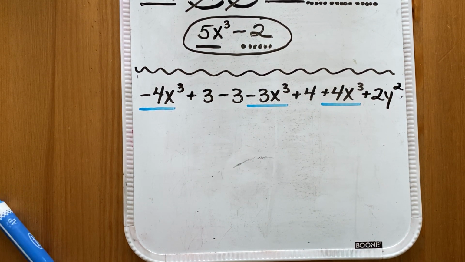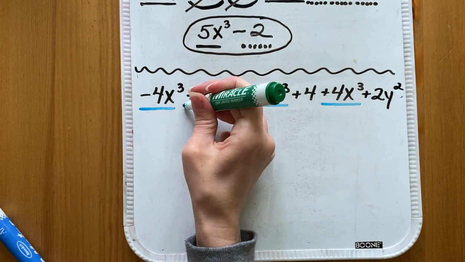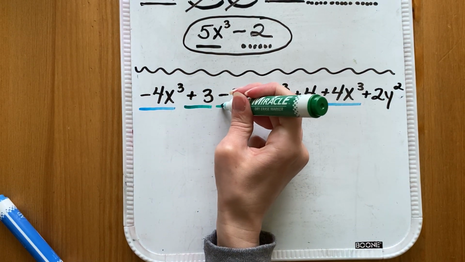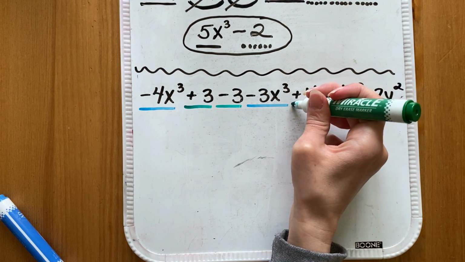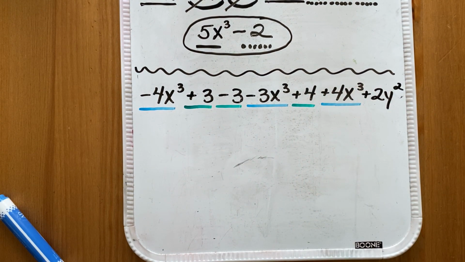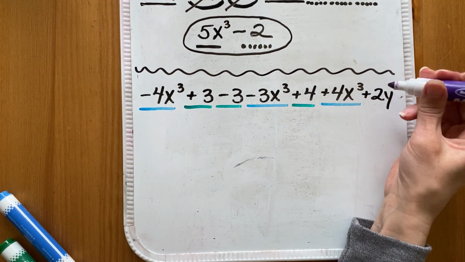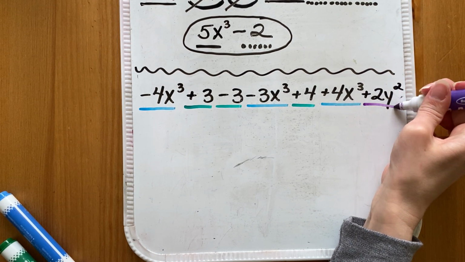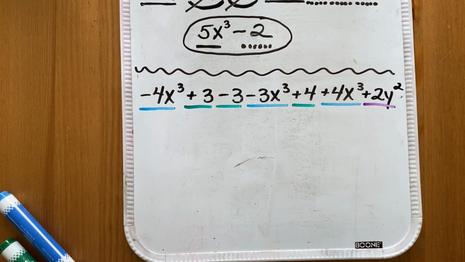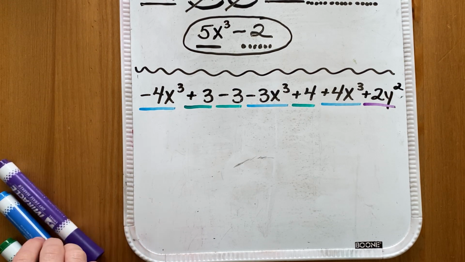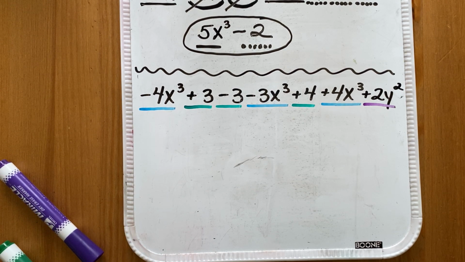I have some plain numbers. I have positive 3. I have negative 3. And I have a positive 4. Now it looks like I just have this single 2y squared back here in the back that doesn't fit with any of my other groups. So again, identifying, looking for things with the same variable and the same exponent. So now we're going to combine our coefficients.